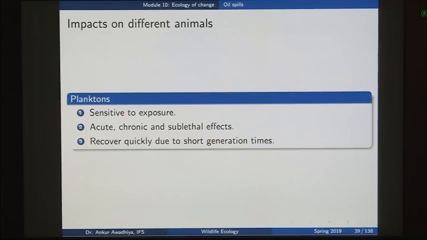Now, if we look at the impacts on different animals, so far we have looked at the impacts theoretically, whether it is a K selected or an R selected species, it would have a differential impact. Whether it is in a juvenile or an adult phase, it will have a differential impact. But then what are the actual impacts that we observe in different organisms? In the case of planktons, they are sensitive to exposure. So, if you expose the planktons, they will die out. There are acute, chronic and sublethal effects, but they are able to recover quickly because of their short generation times, because they are R selected.